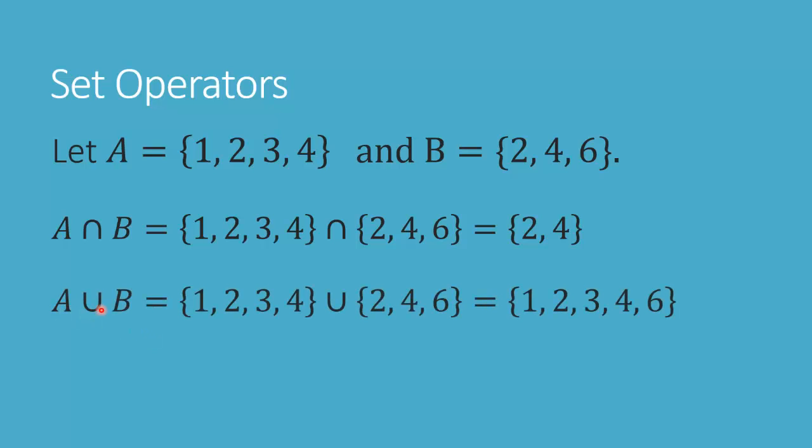Now, if we look at the union, we want numbers that are in A or B. So if it's in A, we keep it. If it's in B, we keep it. So this means 1, 2, 3, 4, and 6. Now, we do not double count. In this case, we would not put 1, 2, 2, 3, 4, 4, 6. If an element is in A and B, you just count it once. You don't need to write 2 twice, because since we've already listed 2, we don't need to worry about 2 again.